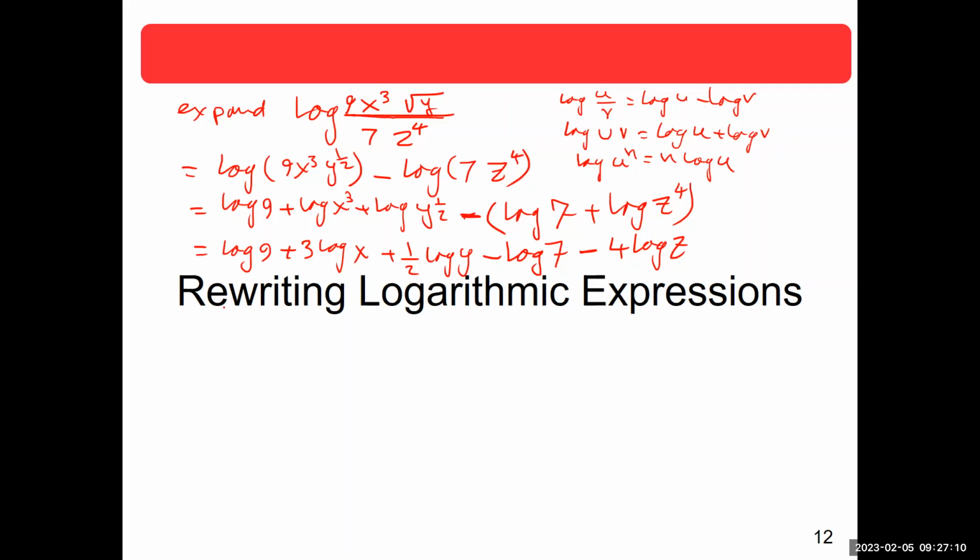We're going to do it backward now. Combine. Negative 3 log of y plus log of 11 minus half log of x plus 4 log of z minus log of 5.